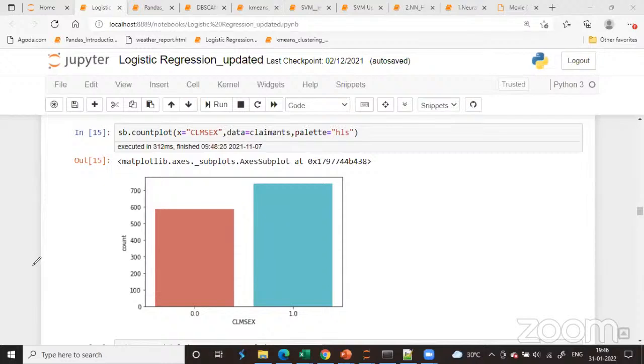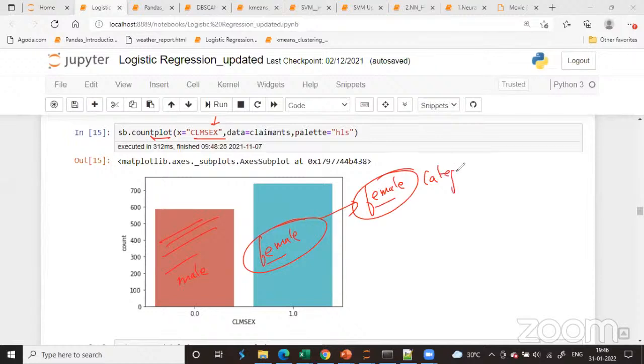Now, I can do a count plot for my claimant sex column also. So 0 means male, 1 means female. So what can I say? Most of my observations in my data set belong to the female category first. They belong to gender female compared to male.